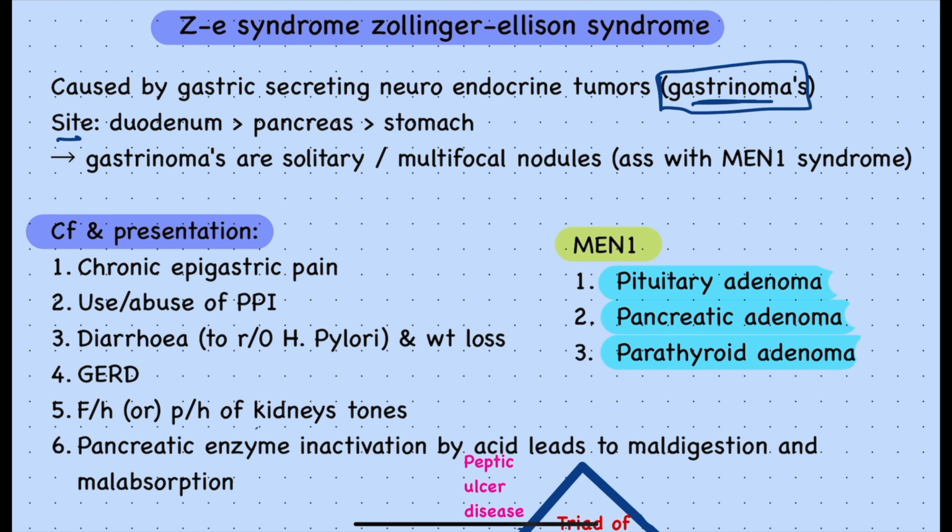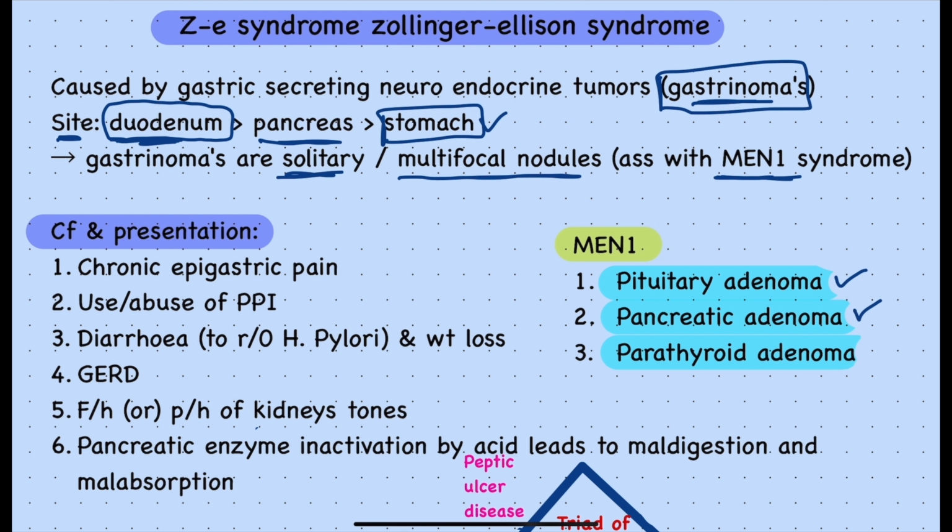Next, we are going to cite the most common site of Zollinger-Ellison syndrome. It is mainly the duodenum which is involved and damaged. ZE syndrome mostly involves the duodenum, followed by the pancreas, and then the stomach. The stomach is the last important site. Gastrinomas are solitary or multifocal nodules. Generally, these are associated with MEN1 syndrome. Other associations of MEN1 syndrome are pituitary adenoma, pancreatic adenoma, and parathyroid adenoma.